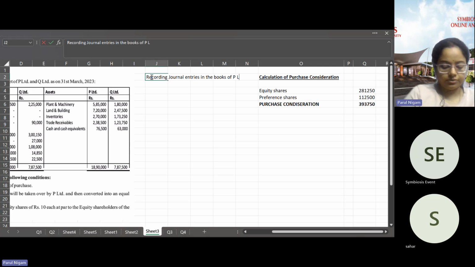Very surprised that none of you have questions in this chapter, because usually students have questions in this chapter. Nonetheless, we will solve it.